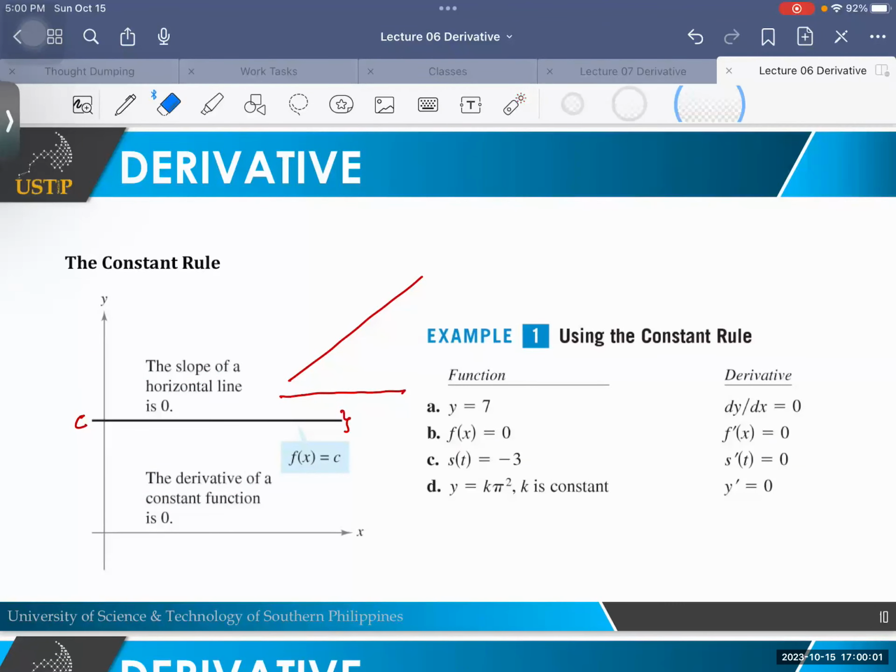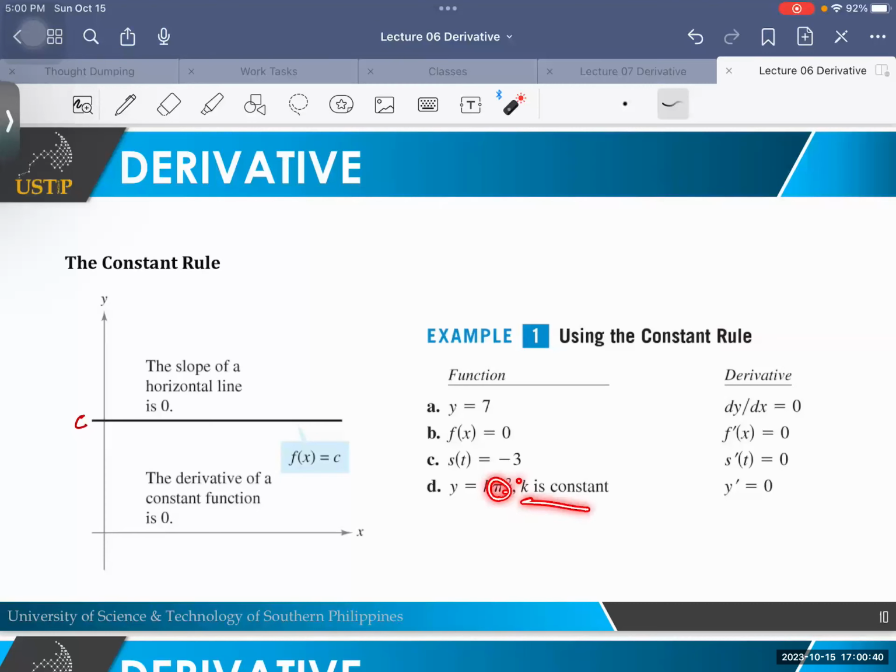So, dapat na siyang hinumduman class. F of x, ato ra, naa man ta'y table dinhi. So, you have here a function y is equal to 7. So, ang imong derivative na is 0. So, there are different ways to denote in getting the derivative, no? So, kung 7 man na, ang imong derivative is 0. Slope na 0. F of s is equal to 0, 0 gihapon. S of t is equal to negative 3 nga function. It's a constant. S prime of t is equal to 0. Y is equal to k pi squared, where k is constant.